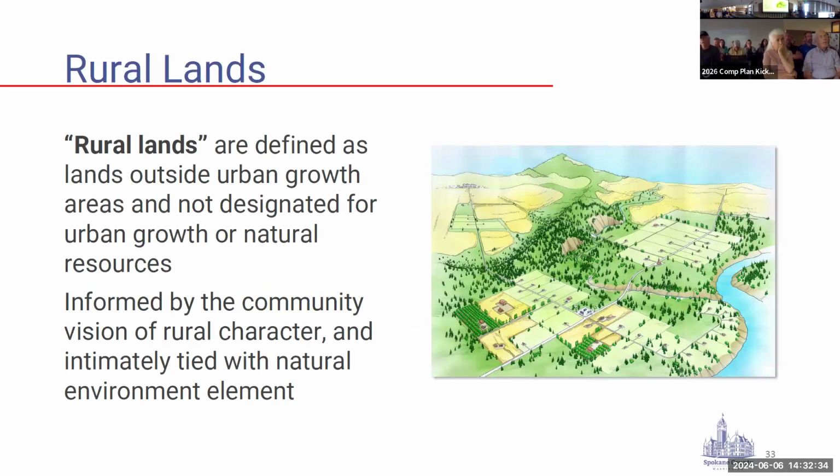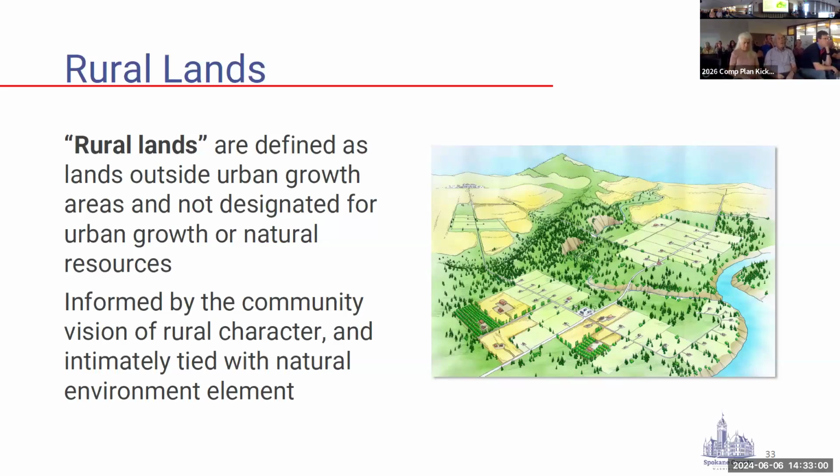And what's so important about these is it's really informed by rural values, rural vision, rural character. We understand that our lifestyles in rural lands look a little bit different than they do in our urban lands. We have lower densities, larger lot sizes. But also rural lands are a great way to help protect our natural environment as well.